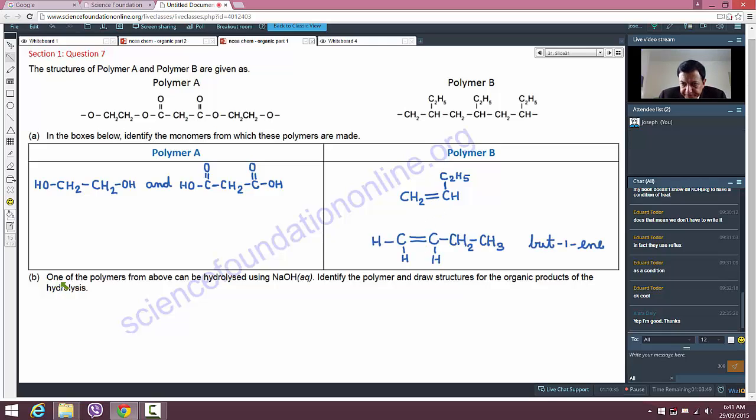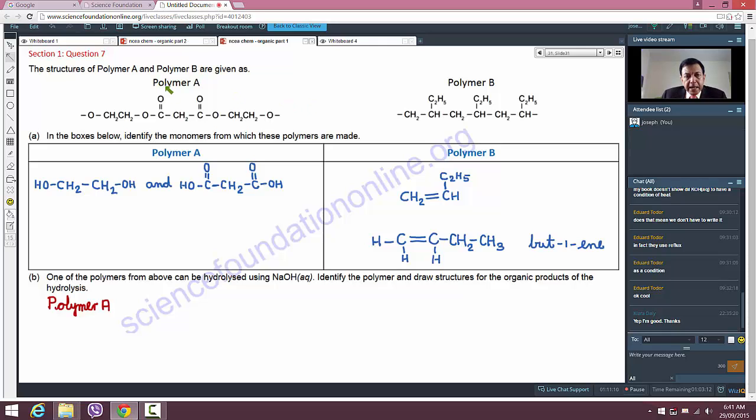Part B says, one of the polymers from above can be hydrolyzed using sodium hydroxide solution. Identify the polymer and draw the structures for the organic products of the hydrolysis. Now look at the polymer here. This one here, there's no such reaction with OH minus. That doesn't break carbon-carbon single bonds, right? Warming with a sodium hydroxide solution doesn't break carbon-carbon single bonds. So it can't be polymer B.